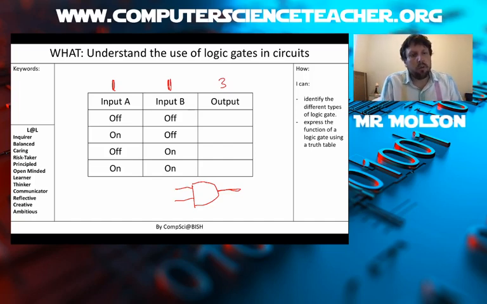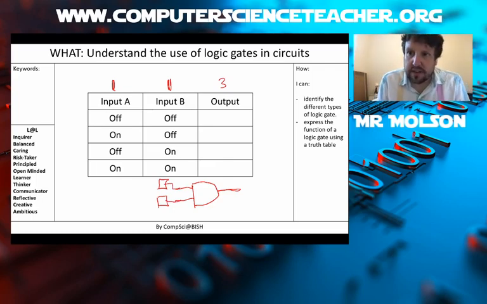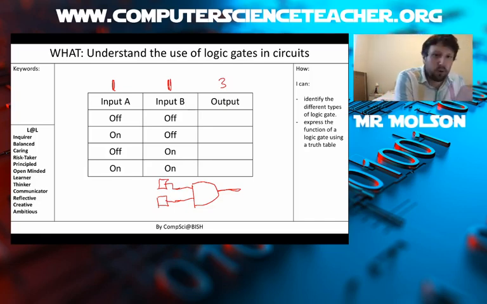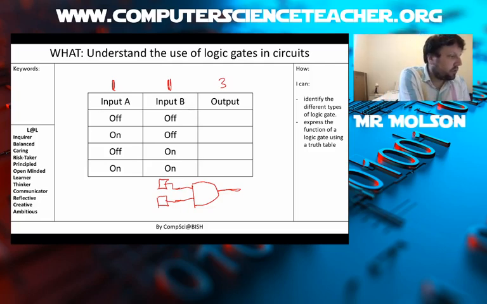So when we investigate the function of these gates, we're going to create a circuit with a couple of switches. We're going to put a switch here and a switch here, which we're going to connect to input A and input B. Then we're going to investigate the output when we turn those switches on and off. Hopefully you can see on my table I've got all the possible combinations. If I've got two switches, these are all the possible combinations.